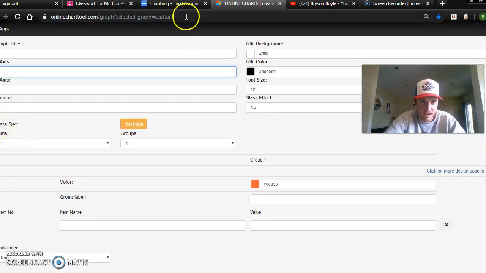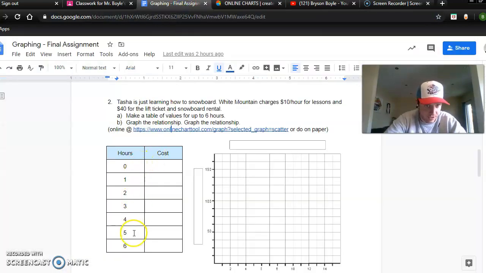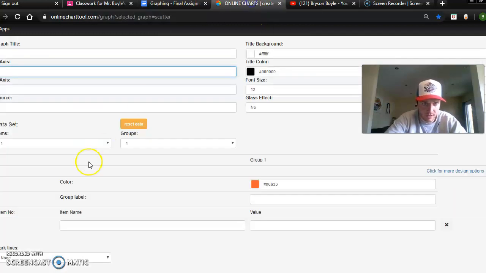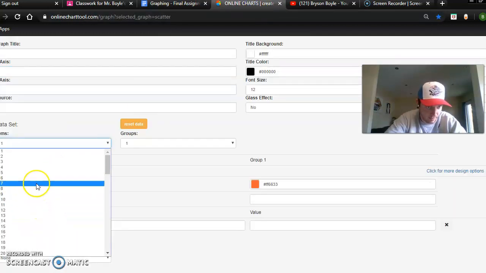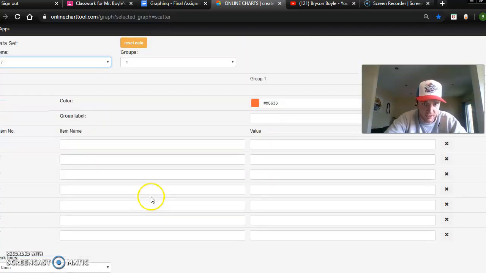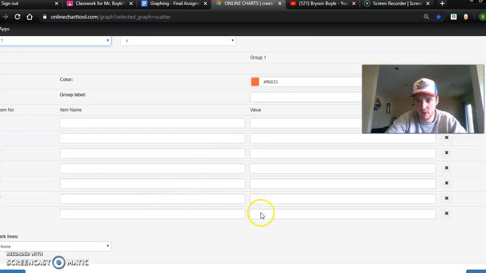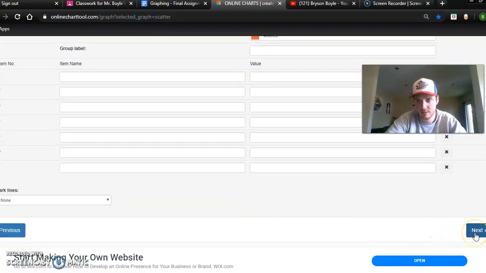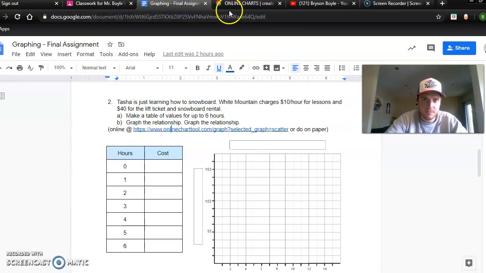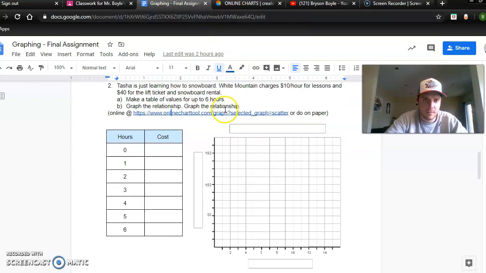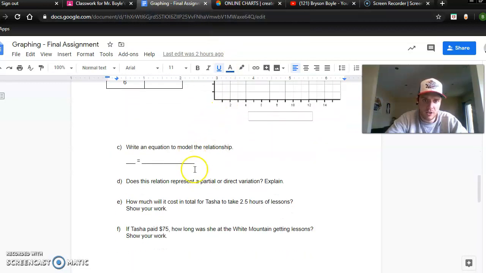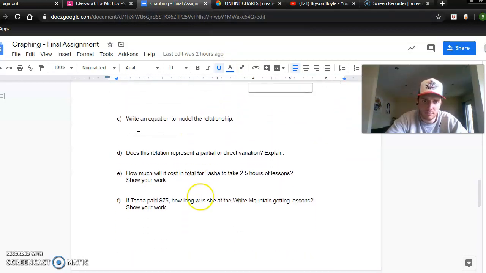How many items or data points do we have? We have 0 to 6, so we have 7 on this one too, right? So you're going to put 7, and you're going to start filling in your data, just like you did for question 1. When you're done, hit next, and then hit next. You have to do the same thing, right? Make an equation, direct or partial, put in some numbers in the equation you made, and try to figure out the answer.